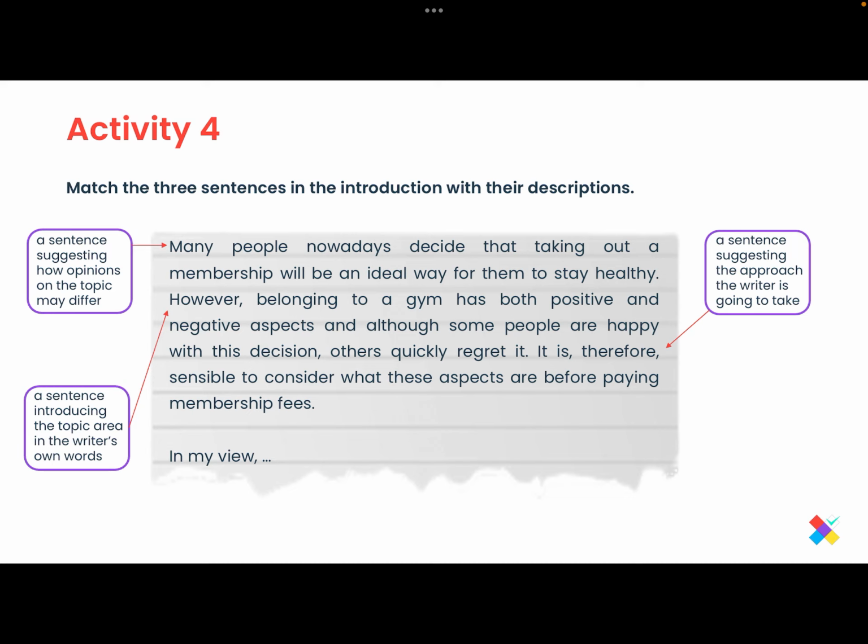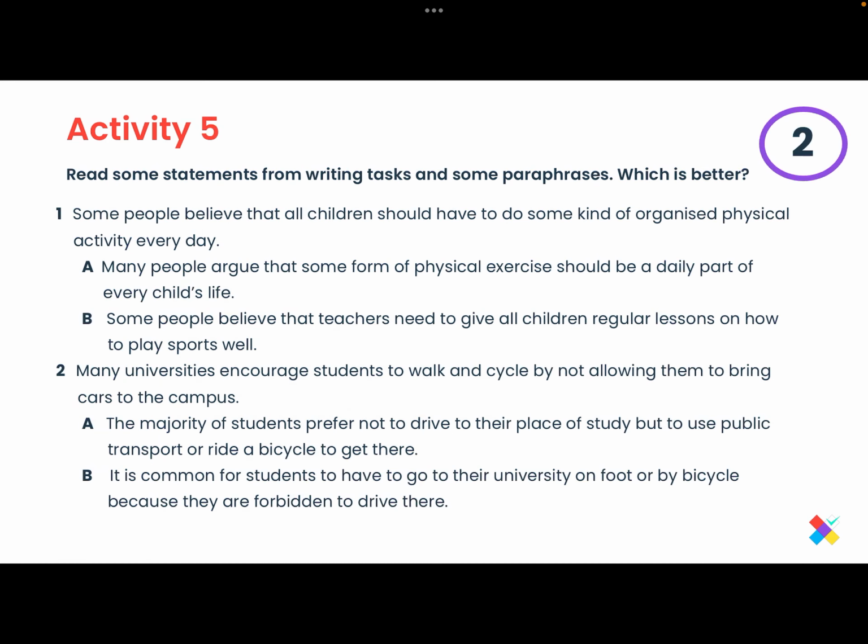All right. Activity number 5. You're going to read some statements from writing tasks and again some paraphrases. Which is better? And then we're going to talk about why one is better than the other. You've got 2 minutes for this one. Go.